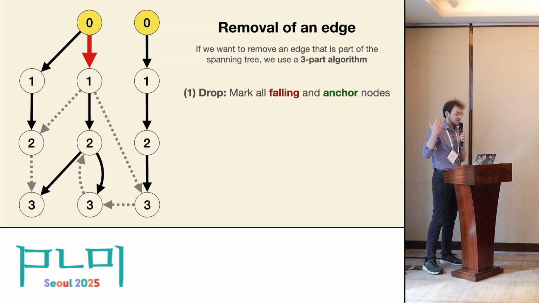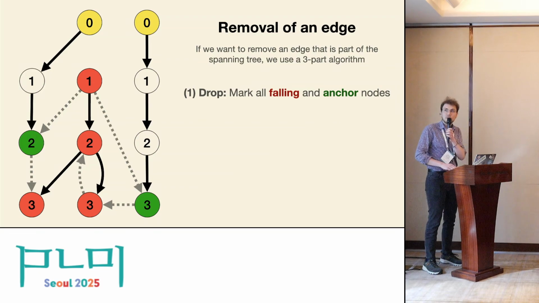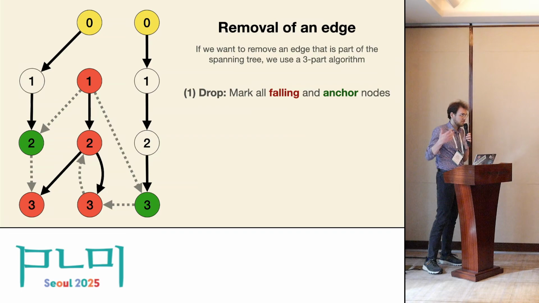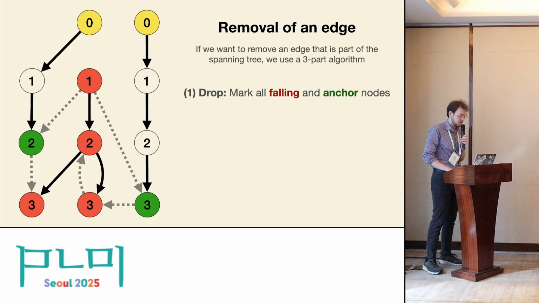And we will do a BFS from there to mark all those nodes as falling. Okay? And at the same time, we will mark all co-parents from these falling nodes as anchors. So I'll play a little animation, and you'll see this ongoing. So here we have done the drop phase. We have marked all nodes as falling. And at the same time, we have marked 2 anchors. And we will see that the anchors play an important role later on to actually rebuild the spanning forest.